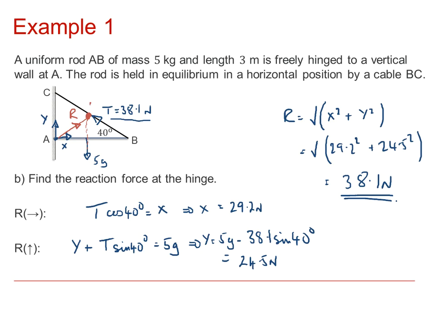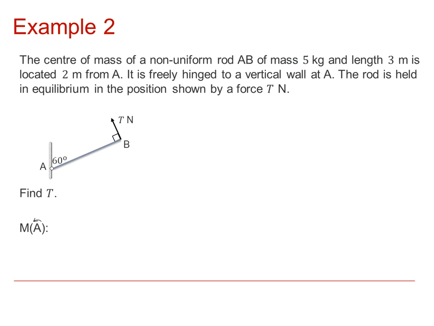Now that second method was relatively straightforward because the weight of the object, being uniform, was acting at the center, and therefore we ended up with an isosceles triangle. However, it is not always the case that the weight is acting at the center, and we'll have a look at a question like that in a second. In this second example, we've got again a uniform rod, mass 5 kilograms and length 3 meters, but this time the center of mass is at 2 meters from A, so the 5g weight is acting at this position here, where this is 2 meters and this is 1 meter.